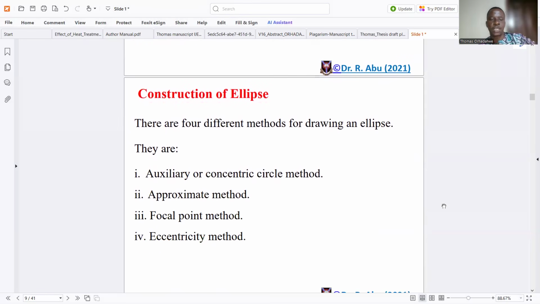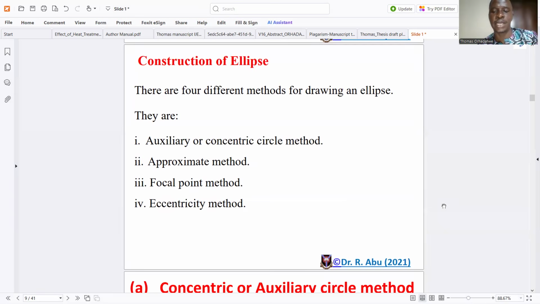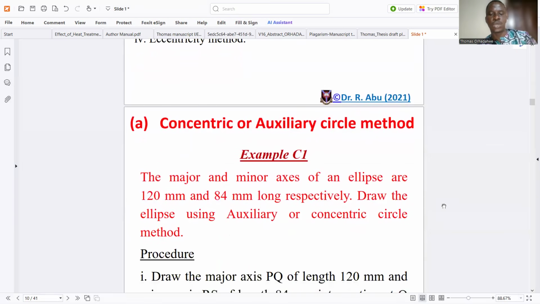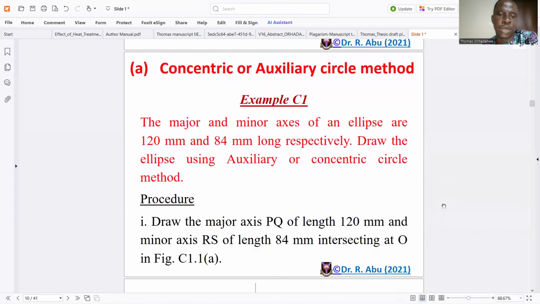Now in this class, we look at how we can construct an ellipse, and there are four different methods of constructing an ellipse. The first one is the auxiliary or concentric circle method. The second is the approximate method, then the focal point method, and the eccentricity method. So looking at the concentric or auxiliary circle method, let's assume we have this example.